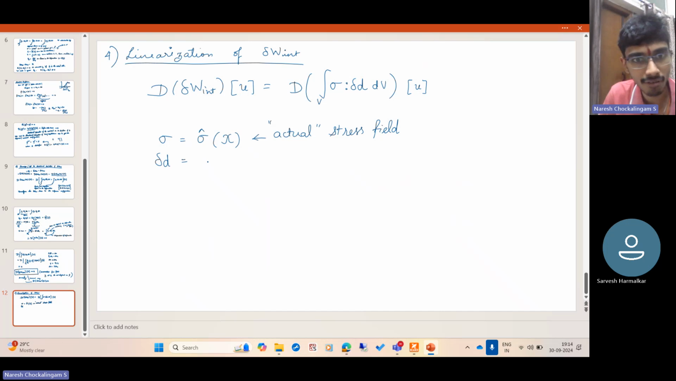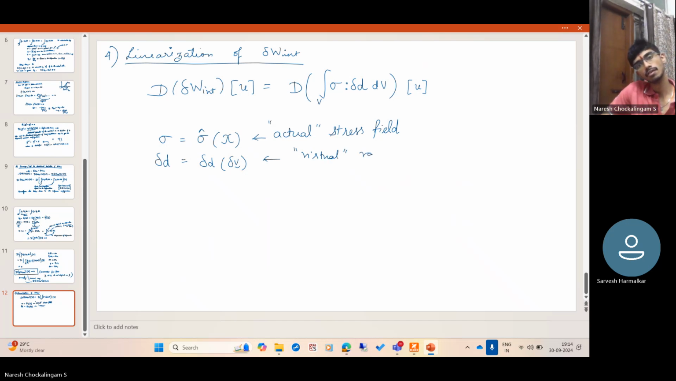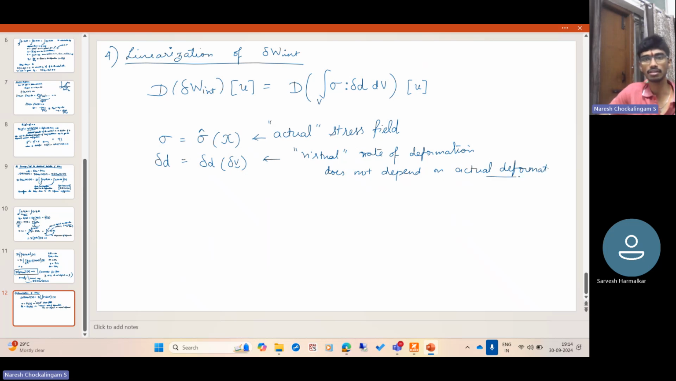Whereas this is the virtual velocity field. So this virtual rate of deformation tensor depends only on the virtual velocity field, not on the actual deformation. This you are specifying. So the virtual rate of deformation tensor does not depend on the actual deformation. This we are specifying, right? So there's no dependence of this on the actual deformation.